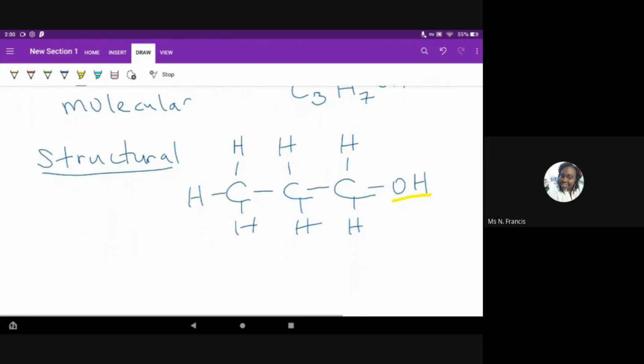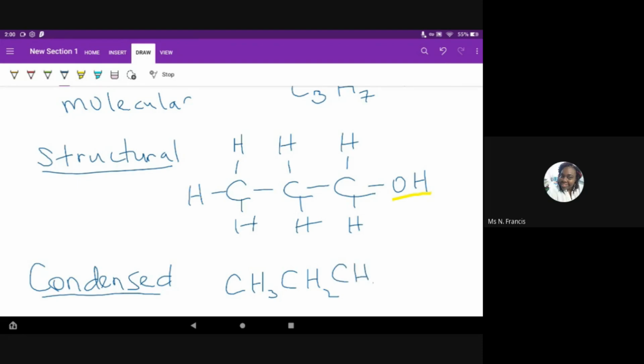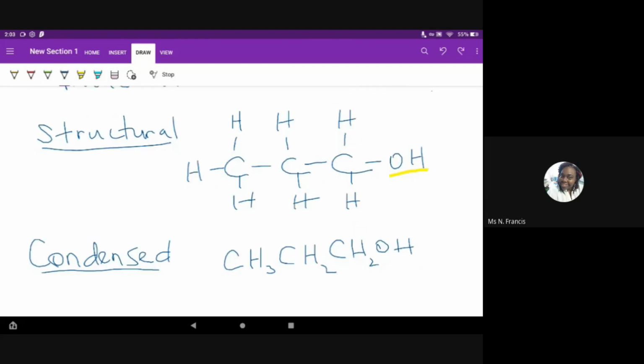And then lastly, don't worry, you're going to get the chance to record it. Lastly, we need to do our condensed formula. Same principle, ladies. We are going to write the carbons in order and put the surrounding atoms. Carbon number 1 has 3 hydrogens. Carbon number 2 has 2. Carbon number 3 has 2, but it also has OH. And that's it.